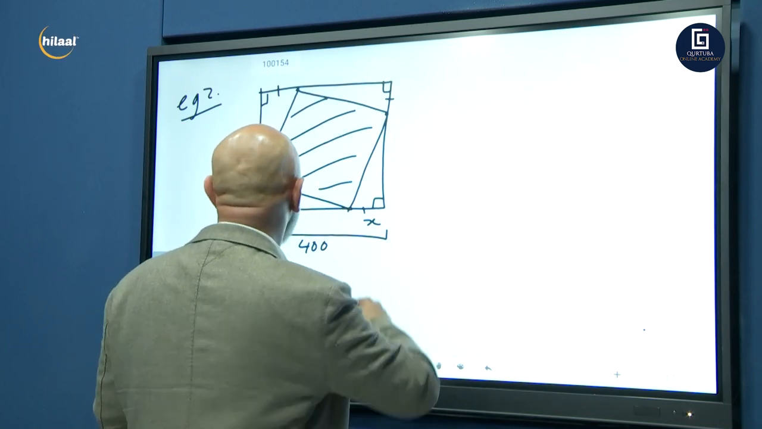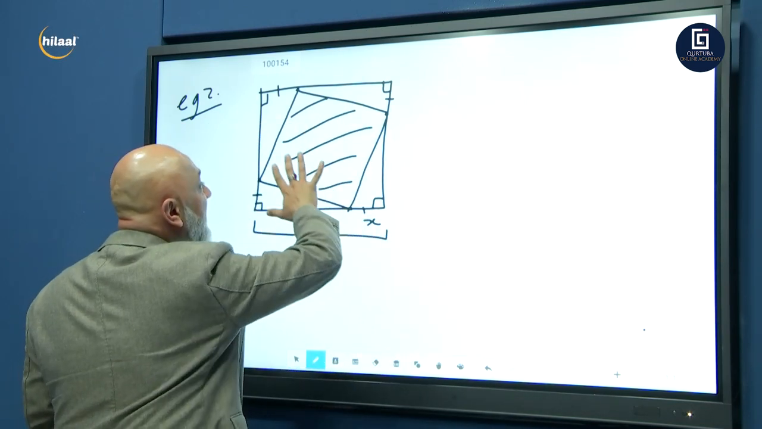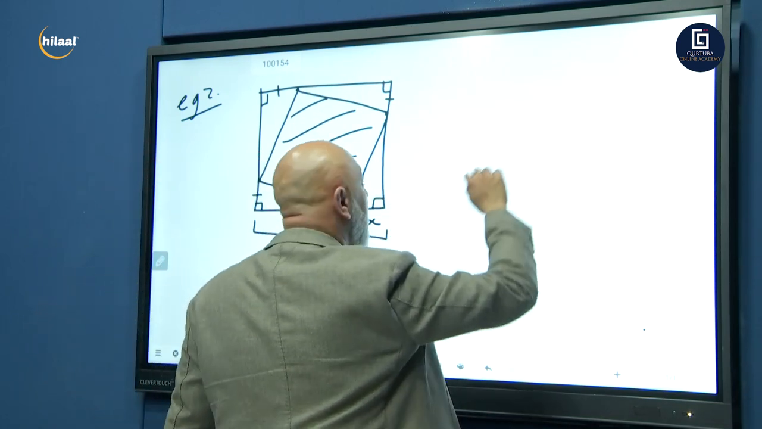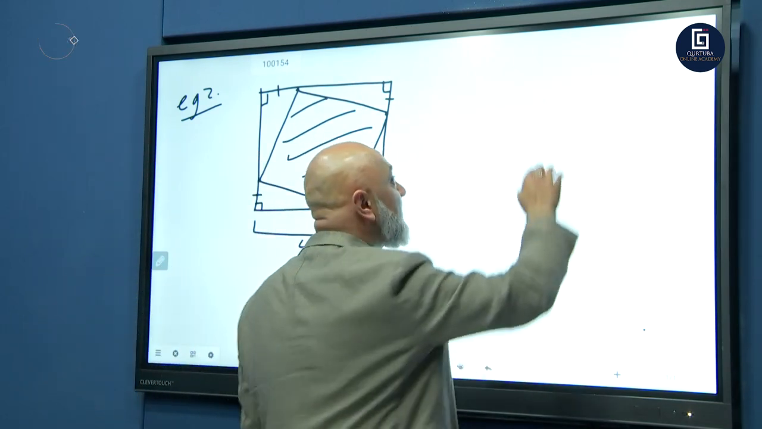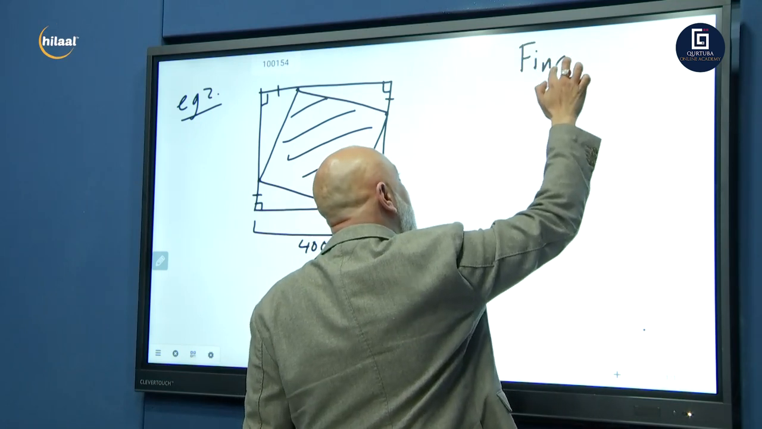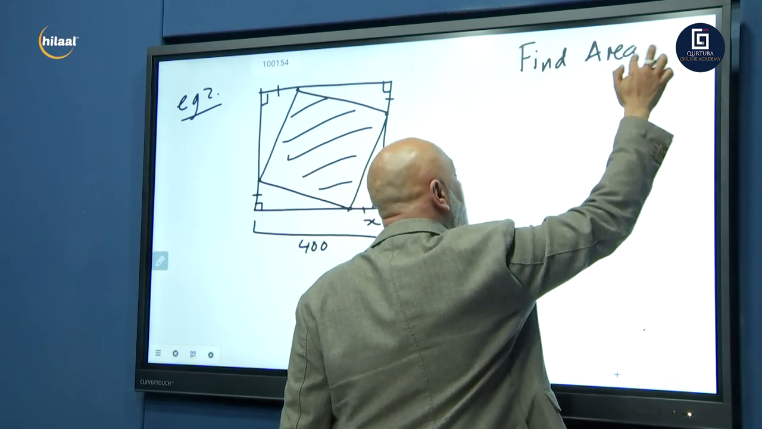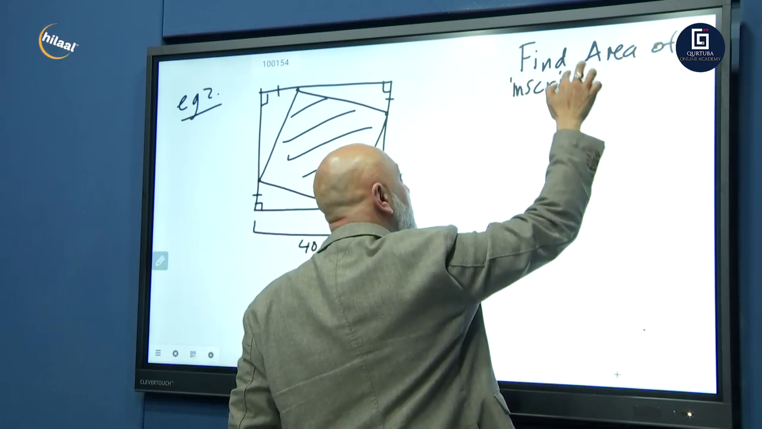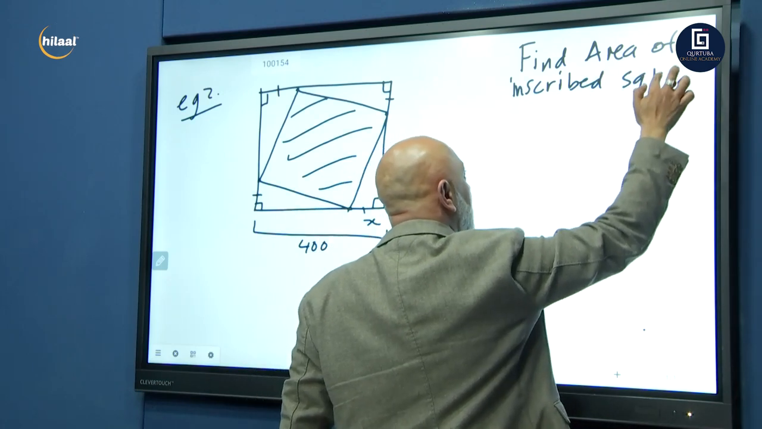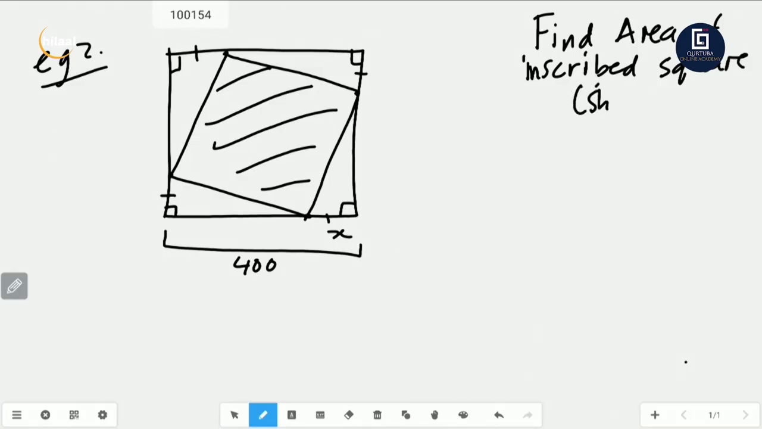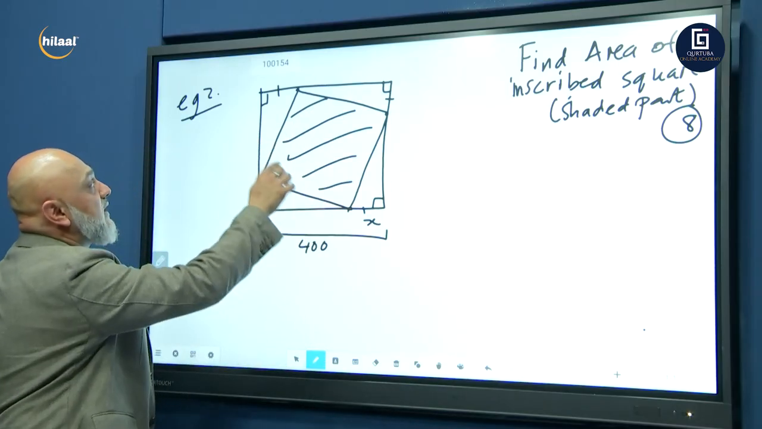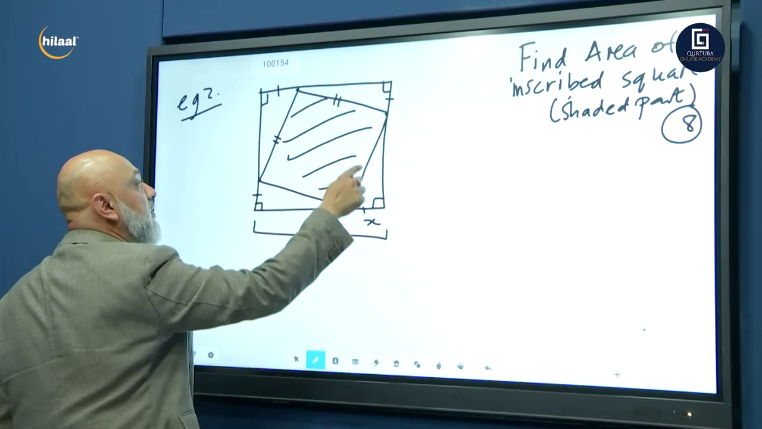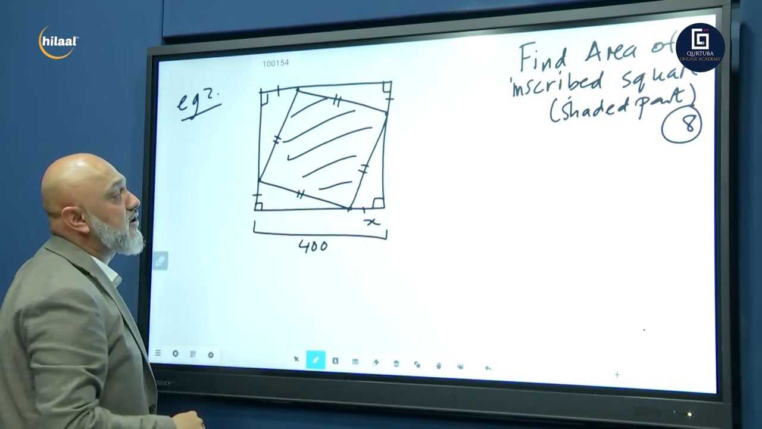The question says, find the area of the inscribed square. For one question for 10 marks, or maybe 8 marks, find the area of the shaded part. The shaded part or the inscribed square, which is obviously the shaded part for 8 marks. Okay, so here we've got a square within a square. Remember, that side is also equal to that side is also equal to that is also equal to that.